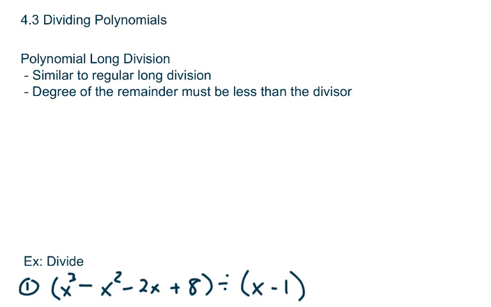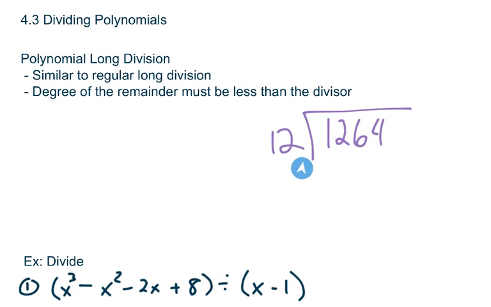So if I said something like 1,264 divided by 12. Okay, we can think about, 12 doesn't go into 1, but it does go into 12 one time, so we'll put a 1 there, and then we multiply 12 times 1 to get 12, and we subtract, and we get 0. Bring down the next number, that'd be 6. 12 goes into 6 0 times, so it'd be 0 there.